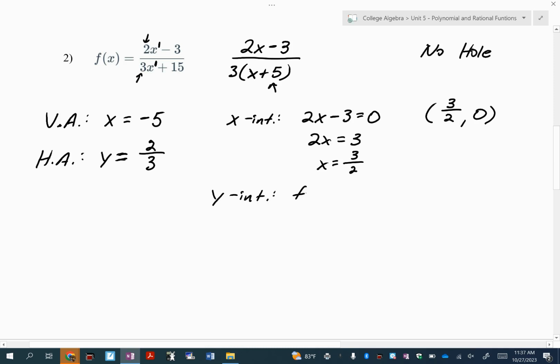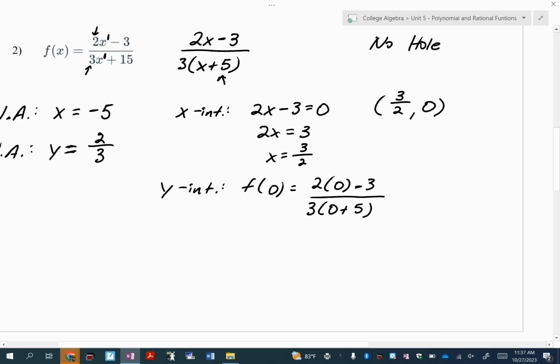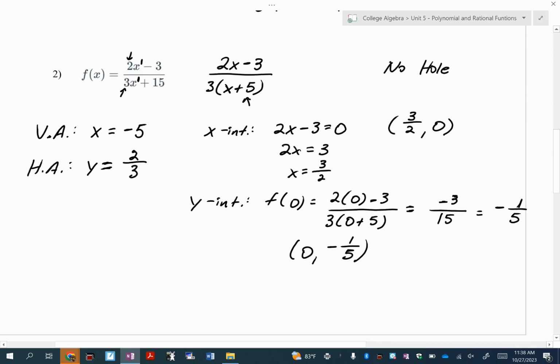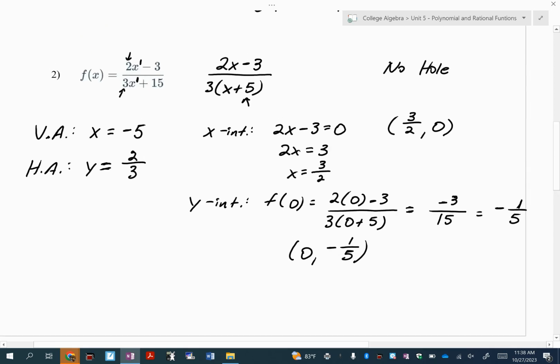For the y-intercept, I'm going to plug in 0 where it says x. So 2 times 0 minus 3 over 3 times 0 plus 5. If you plugged it into the original, that's fine as well. So 0 minus 3 is negative 3. And then 0 plus 5 is 5. 5 times 3 is 15. If you reduce that, you get negative 1/5. So my y-intercept is 0, negative 1/5. Again, decimals are fine. If you write negative 0.2 for the y-intercept, that's fine as well.